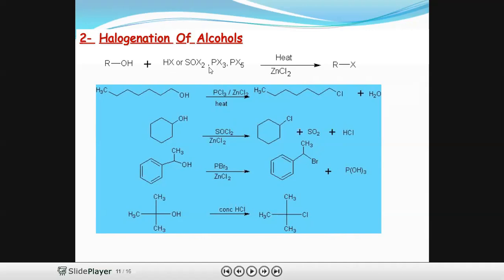Here the halogen sources are hydrogen halides like HCl, HF, HBr, HI, hydrogen iodide, or sulfuryl halides, okay, SOCl2, SOBr2. Next, phosphorus tribromide, or phosphorus trihalide, or phosphorus pentahalide, in the presence of zinc chloride catalyst and heat. So you are going to get a halogen substituting this alcohol group.